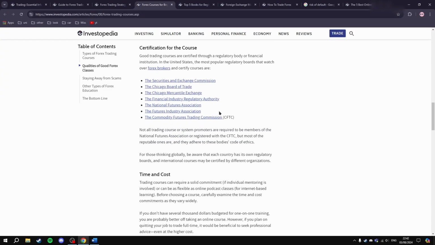Certification for the course. Good trading courses are certified through a regulatory body or financial institution.